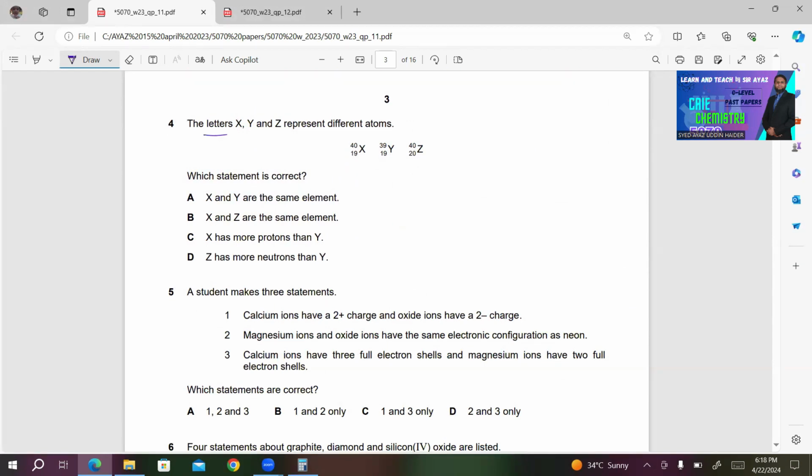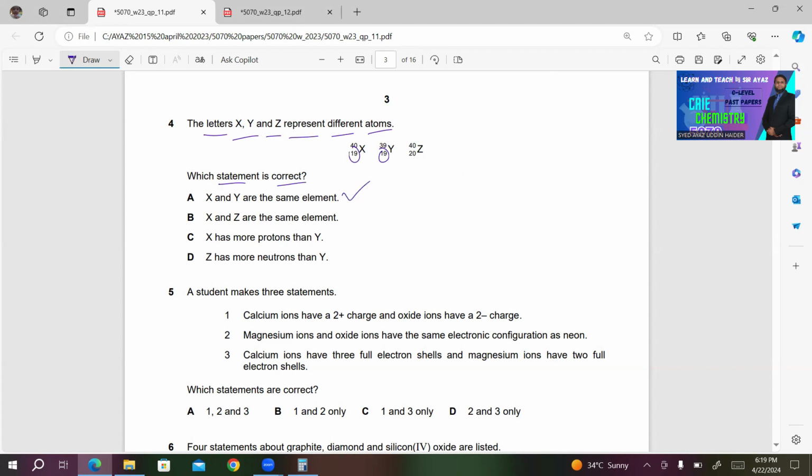4. The letters X, Y, and Z represent different atoms. We have X, Y, and Z. Which statement is correct? A. X and Y are the same element. If you look at the proton number, both of these have same proton number. So they must be the same element. So A must be the right answer.